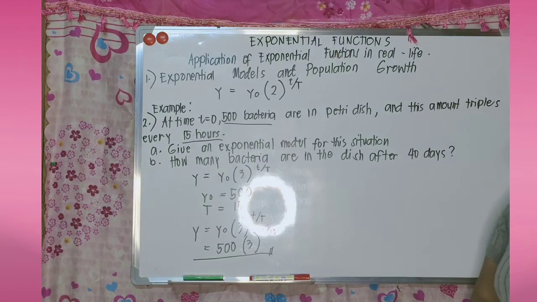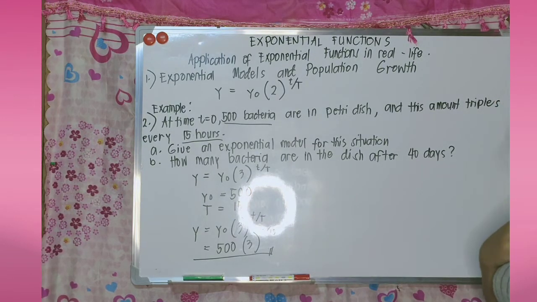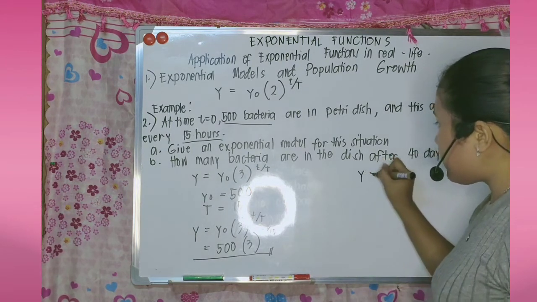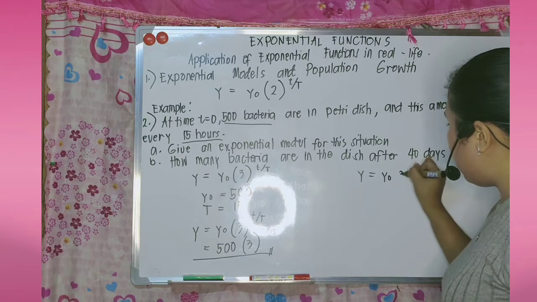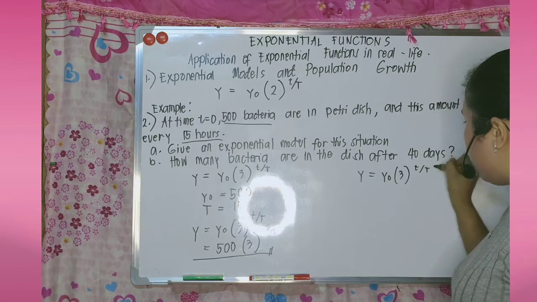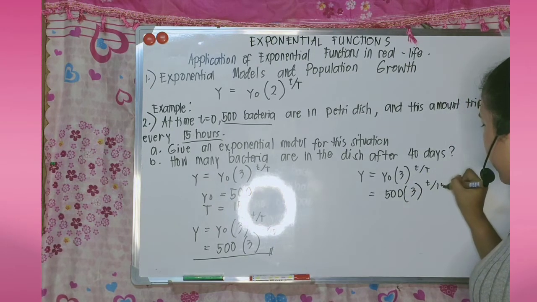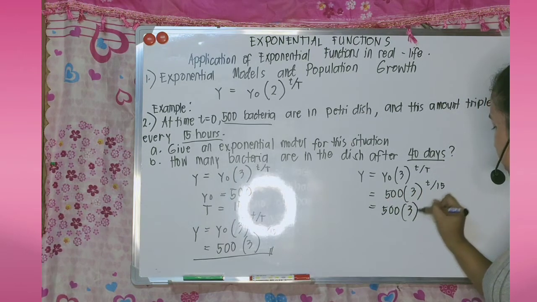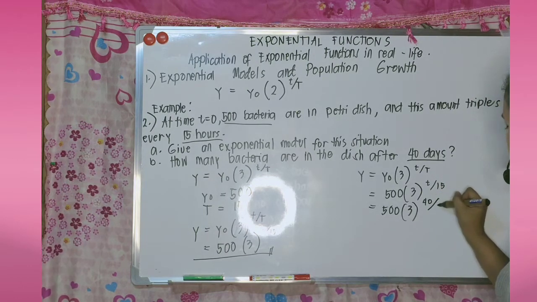So, letter B, how many bacteria are in the dish after 40 days? So, gagamitin po natin to. Ang hahanapin naman natin is kung ilan daw bacteria after 40 days. So, y equals 500, then 3 raised to t over 15. So, dito po, yung 40, ipapalit na natin siya dito sa exponent na t, yung small letter t. Okay po? So, ipapalit na natin siya, 40 over 15.